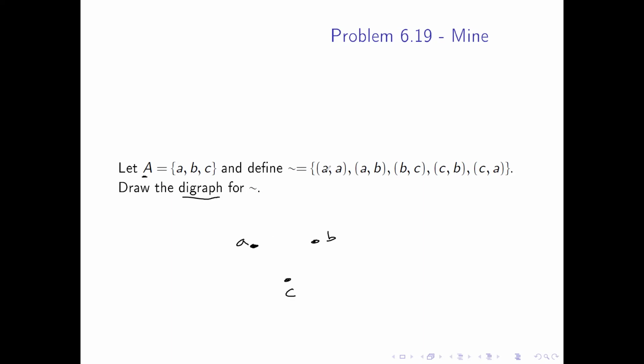Then I draw each of these as an arrow, where I put the tail like this. I start at a and go back to a. This one is a going to b, this is c going to b, and c going to a. And so we have this kind of thing. That's what all these relationships give me: this relation.